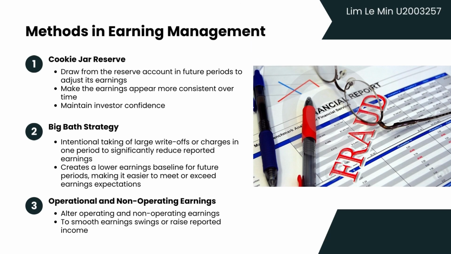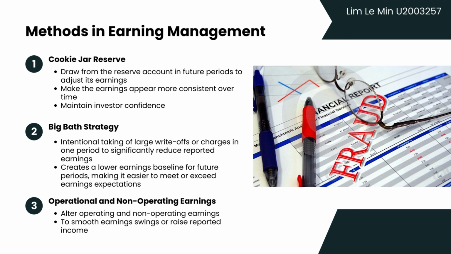Under earnings management, the first is the cookie jar reserve. A cookie jar reserve is an accounting term that refers to a reserve account created by a company to manage its earnings. This technique is used in earnings management where a company can draw from the reserve account in future periods to adjust its earnings. The main goal is to make the earnings appear more consistent over time, which can help to maintain investor confidence and also avoid the negative reaction to fluctuations in earnings.